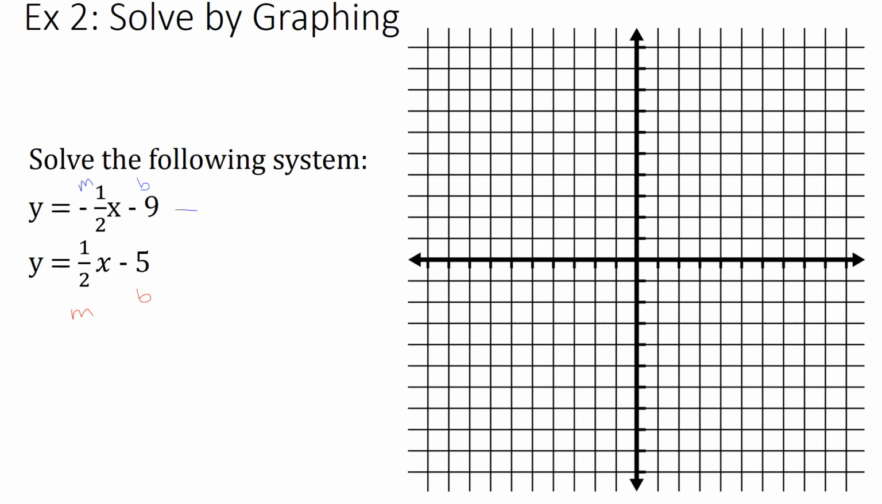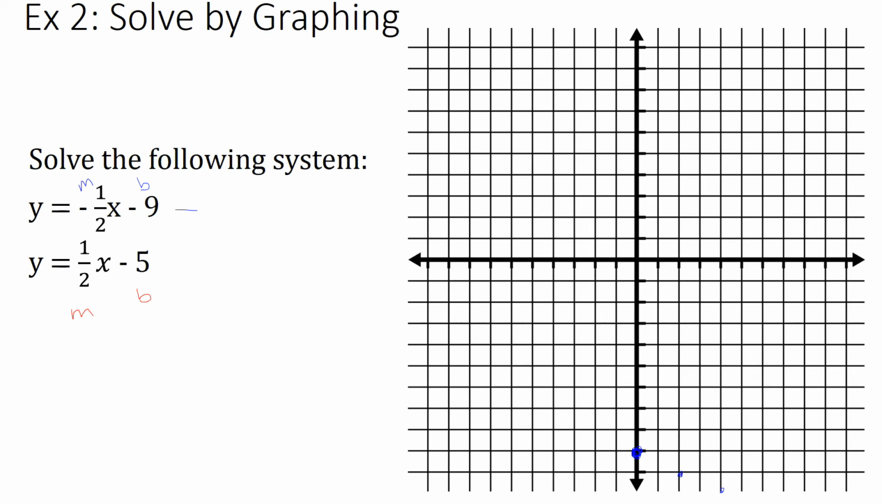All right, so this one first, y is equal to -1/2 x minus 9. We start at -9. So 1, 2, 3, 4, 5, 6, 7, 8, 9 down here at the bottom. That's my y-intercept. My slope is negative 1 over 2, so down 1 and to the right 2, 1, 2.